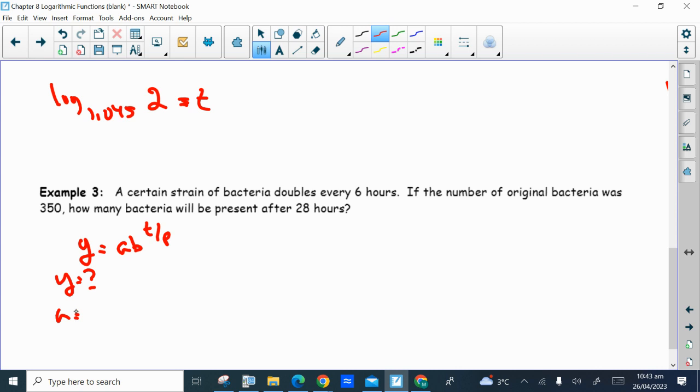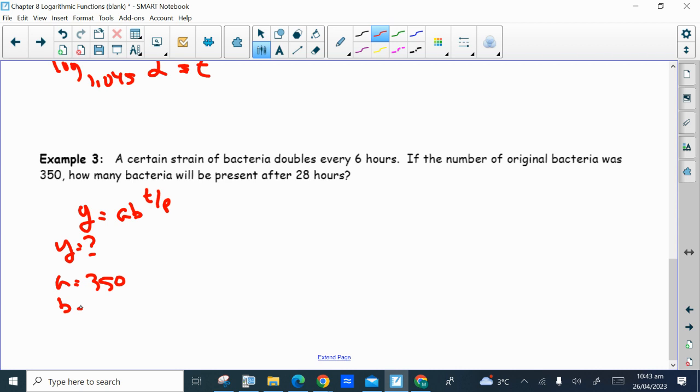Again, a, our initial amount, would be 350. As we said, our growth factor will be 2. So that is b. T, we want to know how many bacteria are present after 28 hours, so that is our T value. And P, our growth period, is every 6 hours. That's our P value.